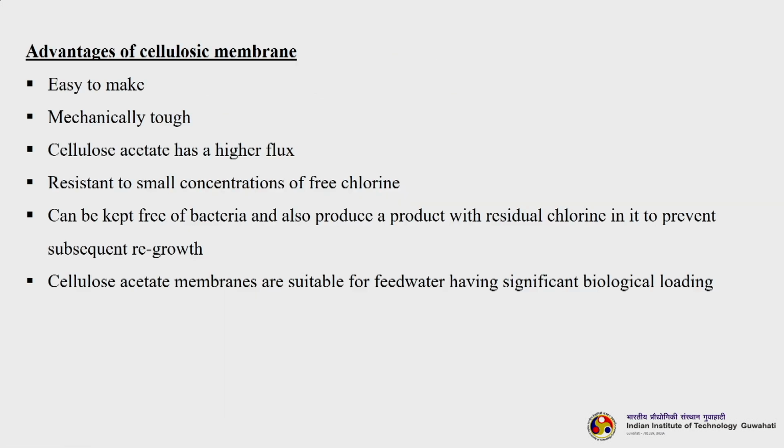The advantages of cellulosic membranes are that they are easy to make, they are mechanically tough, and cellulose acetate has a higher flux, is resistant to small concentrations of free chlorine, can be kept free of bacteria and also produces a product with residual chlorine in it to prevent subsequent regrowth, which is also very important. Cellulose acetate membranes are suitable for feed water having significant biological loading.